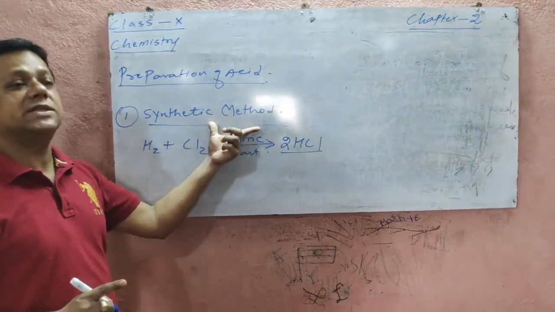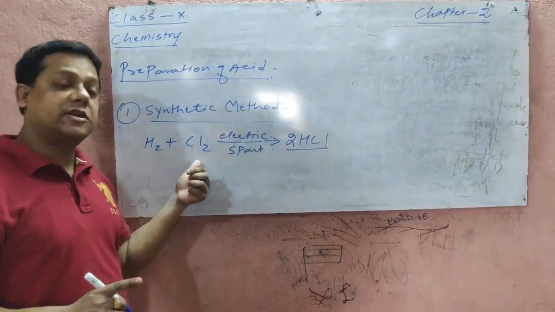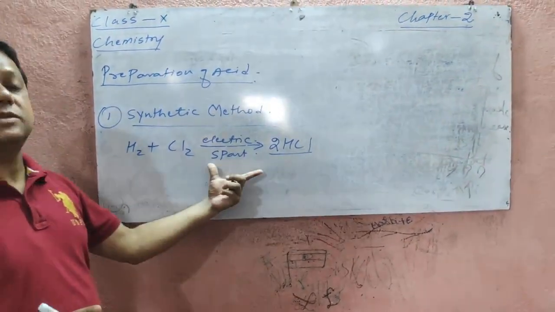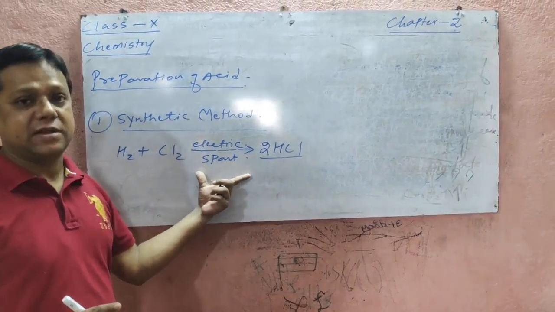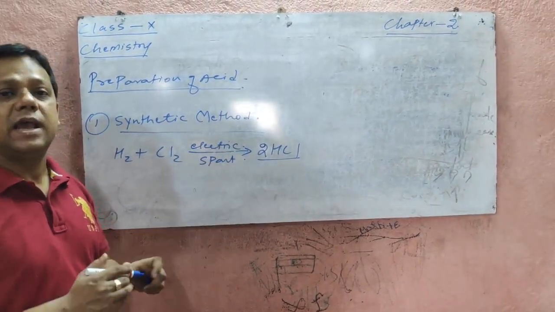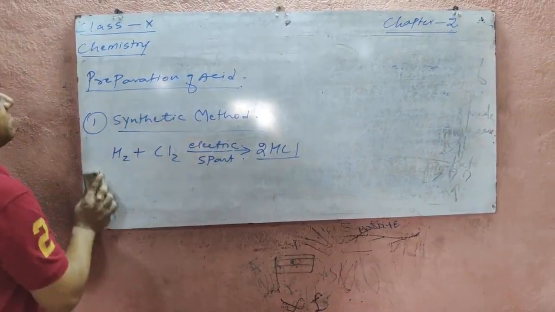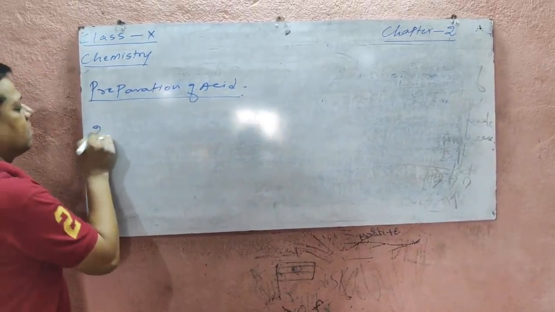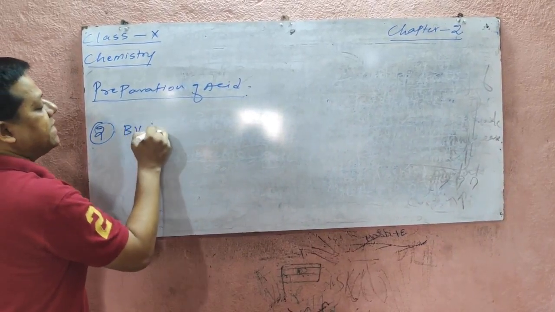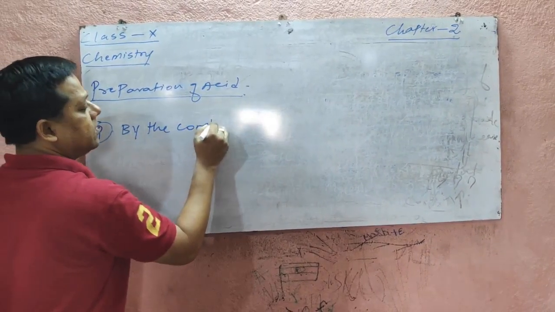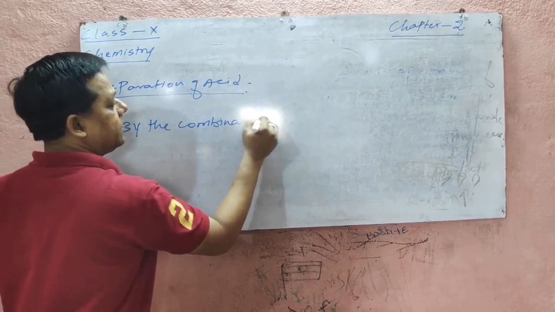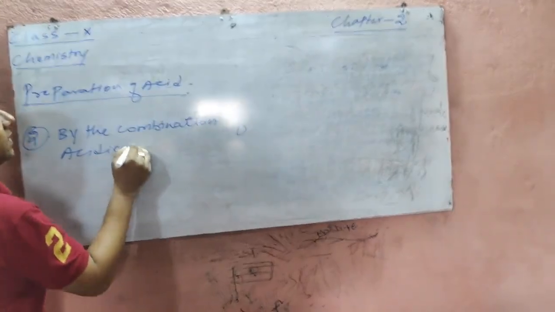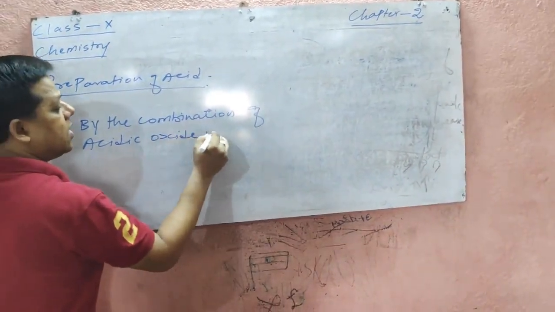So, what is the synthetic method? It is the direct combination method in which two or more elements combine directly in the presence of some external factor. Over here the external factor was electric spark. The second method is by the combination of acidic oxide with water.